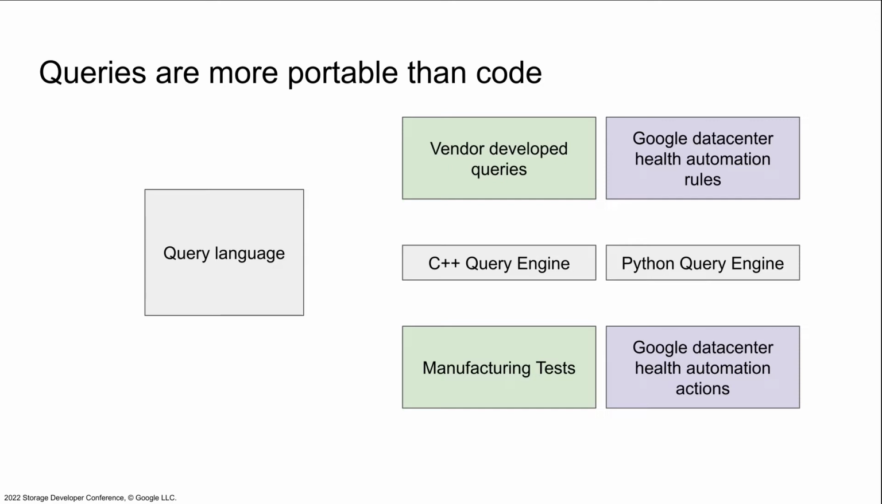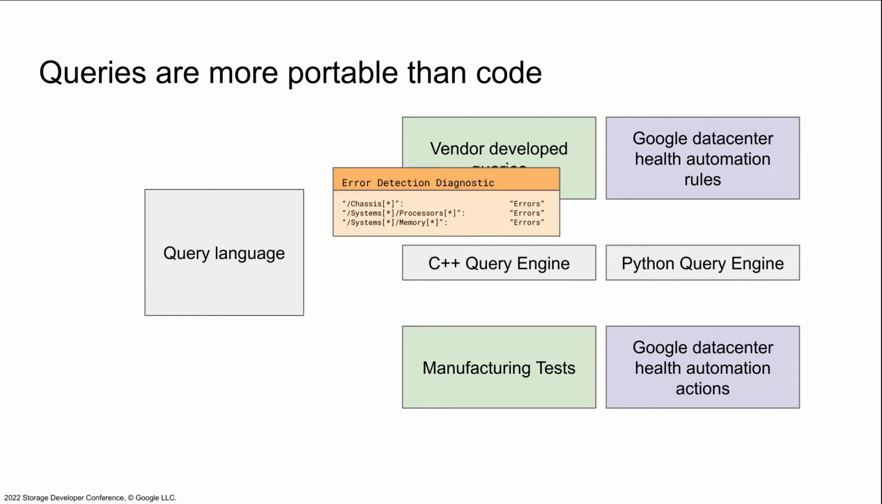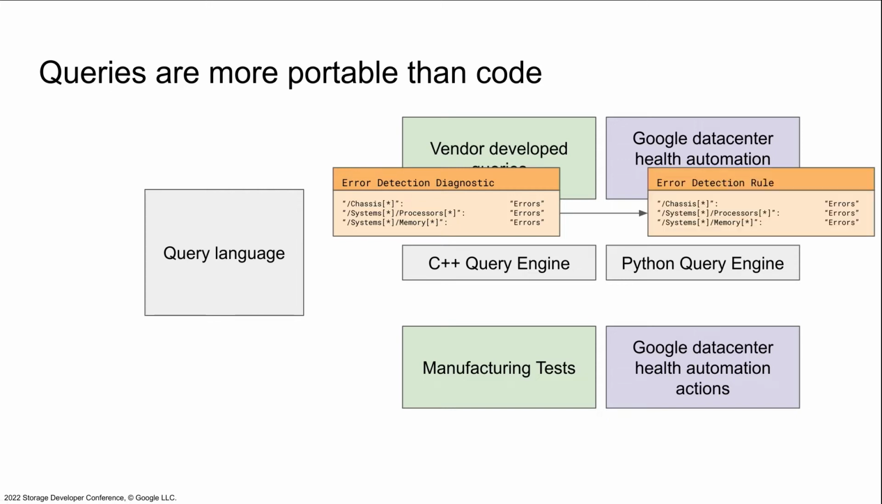So you can imagine in one situation where we're working with a vendor developing some new hardware, and the vendor writes some diagnostics for error detection. We can easily take the same queries that the vendors write and plumb that into our health automation. So it's easier and more portable, even between environments and languages, to share queries rather than sharing code.